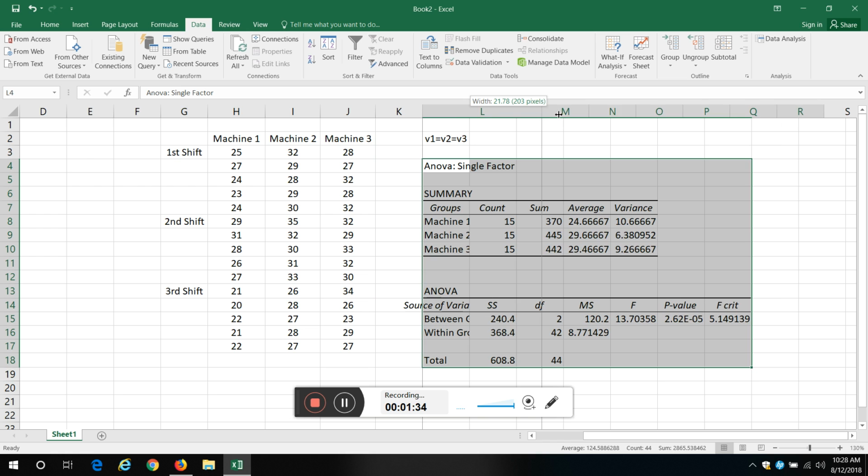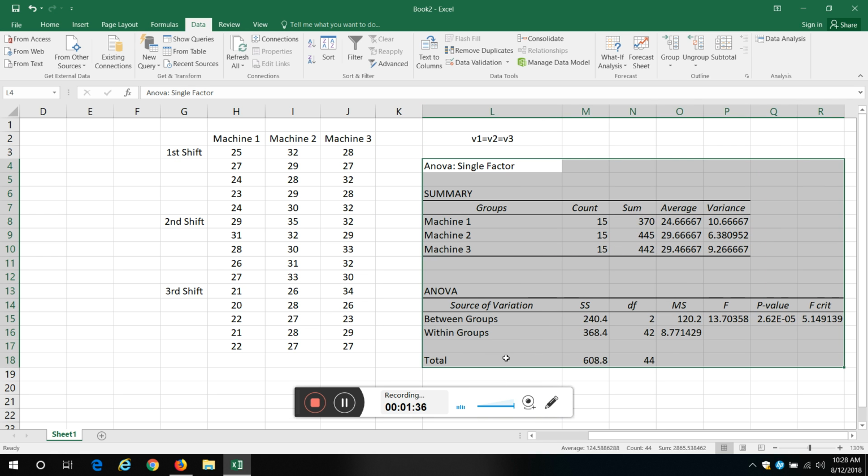Get this so we can read it. So what happens is, here's machine 1. It does our count. 15 looks at it. 15 looks at 2. 15 looks at 3. It adds up the total, and you can check that yourself. It takes the average and also calculates the variance, the square of the standard deviation.